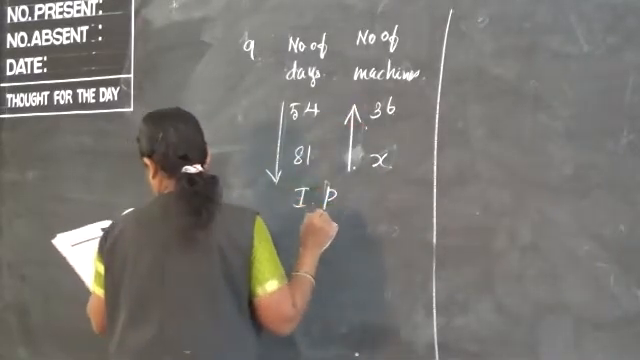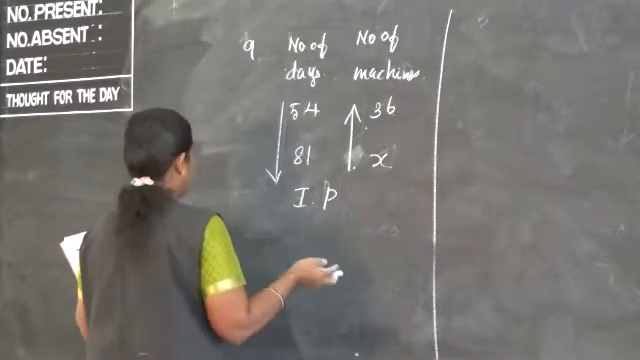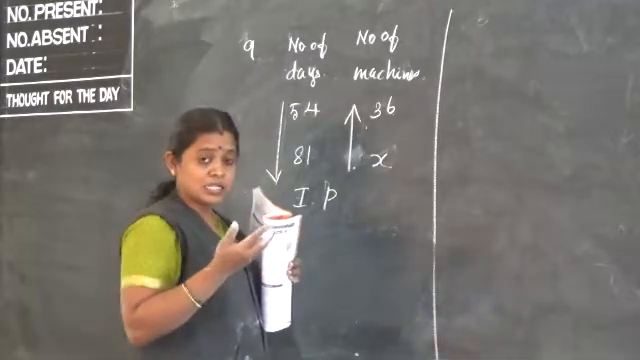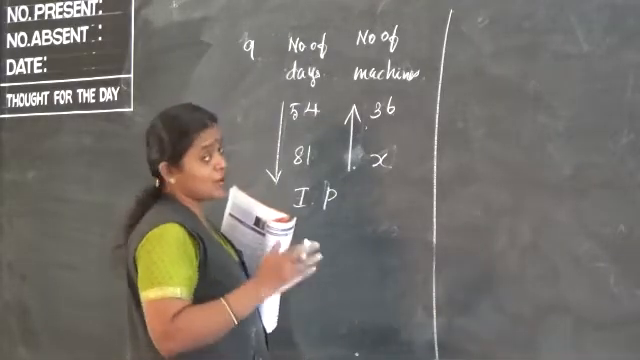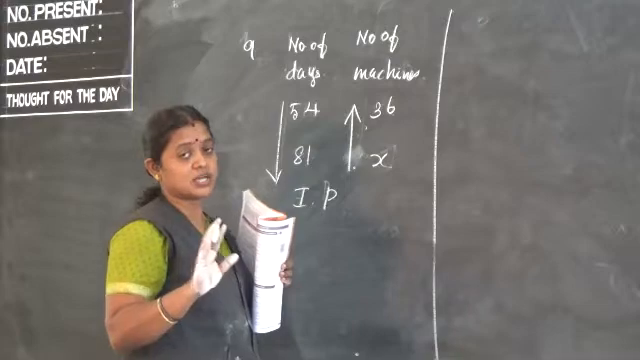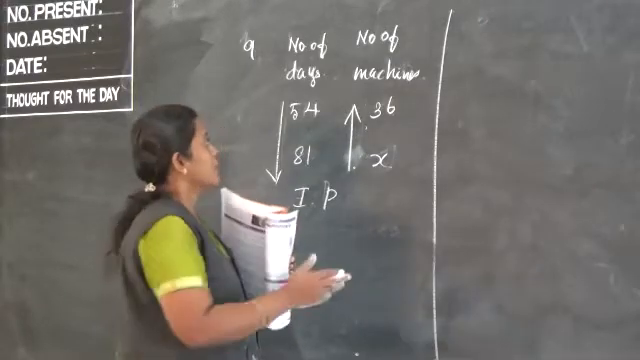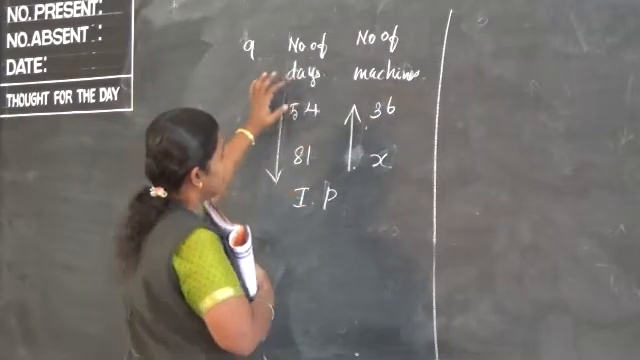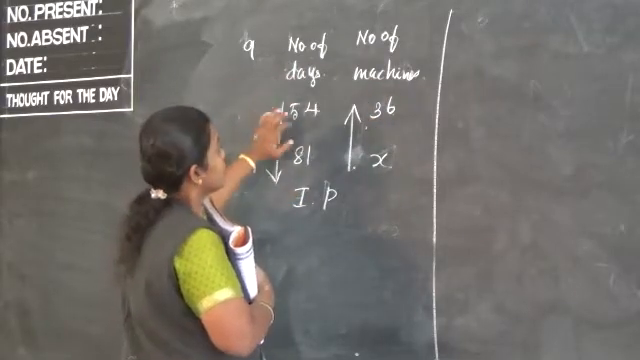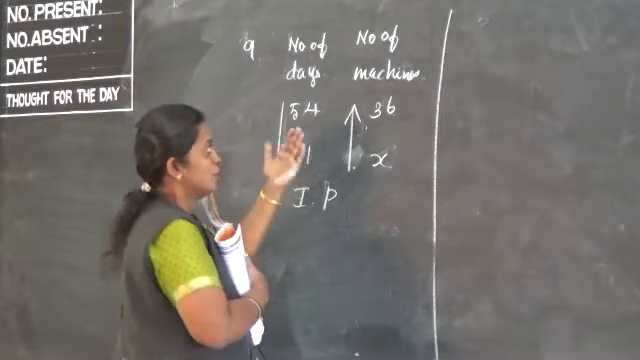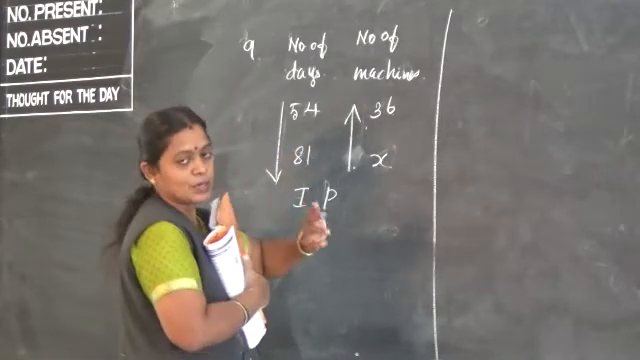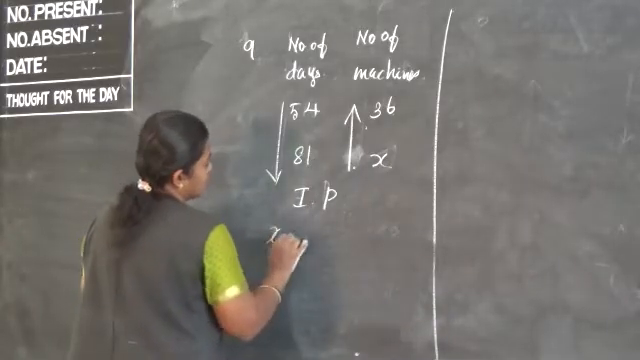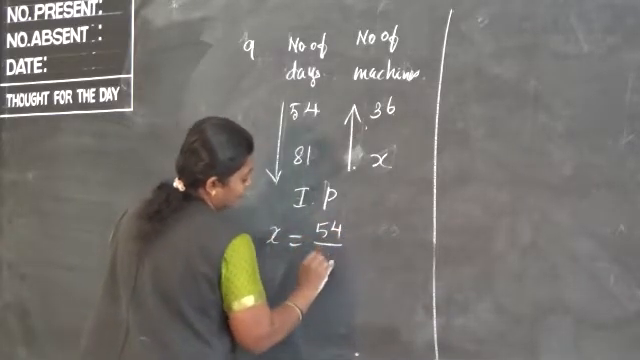So, inverse proportion. For preparing the toys, the days are now increasing. So, they need only a smaller number of machines to produce the same number of cars. The number of cars is not less, it is the same. But in 54 days they are using 36 machines. If the days are given more, we need only fewer machines to produce the same number of cars. So it is an inverse proportion, x equal to 54 by 81.